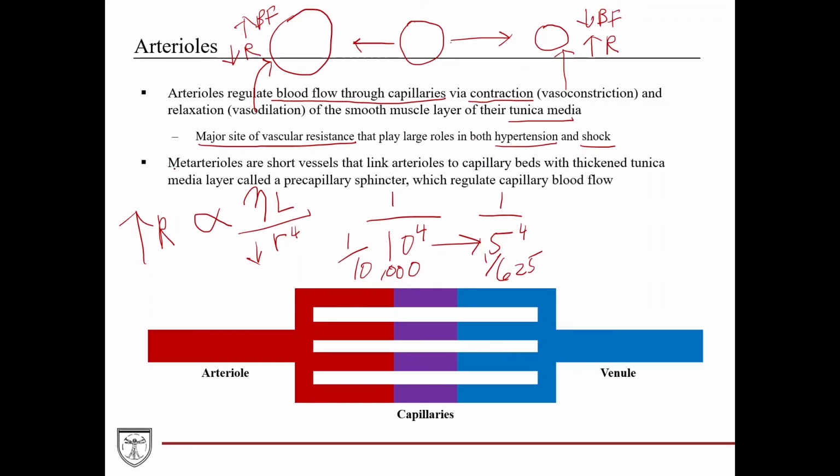Another thing we mention here briefly to know is metarterioles. These are short vessels that link arterioles to capillary beds with thickened tunica media called precapillary sphincters. And these are essentially to regulate capillary blood flow, but also to shunt blood flow around capillary beds. So actually, if we draw a little diagram like this, so this is an arteriole here, and we'll draw a metarteriole here, and then this will give rise to capillary beds here.